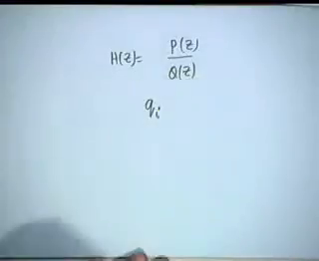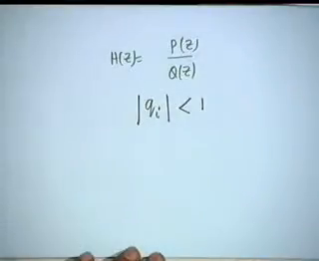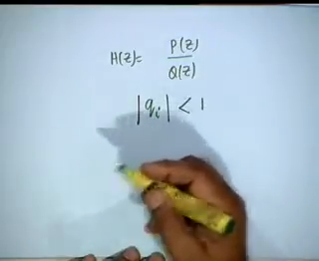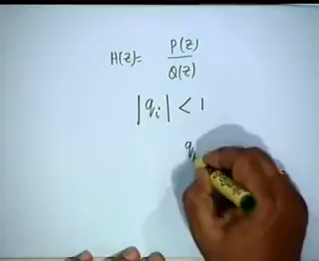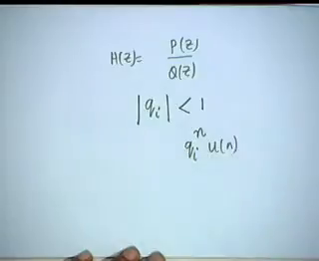But the important point is that if q_i is one of the poles, then the magnitude of q_i must be bounded by unity. What is the logic? Because the impulse response will be of the form q_i to the power n u of n, and if the magnitude of q_i is not bounded by unity, then it grows without limit. So, it becomes an unstable system.